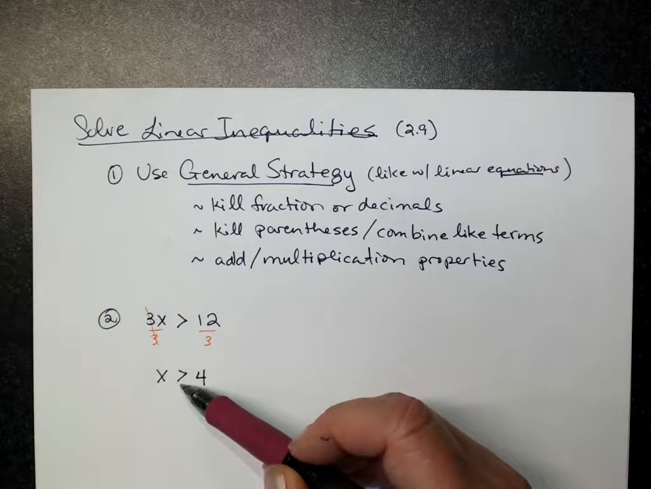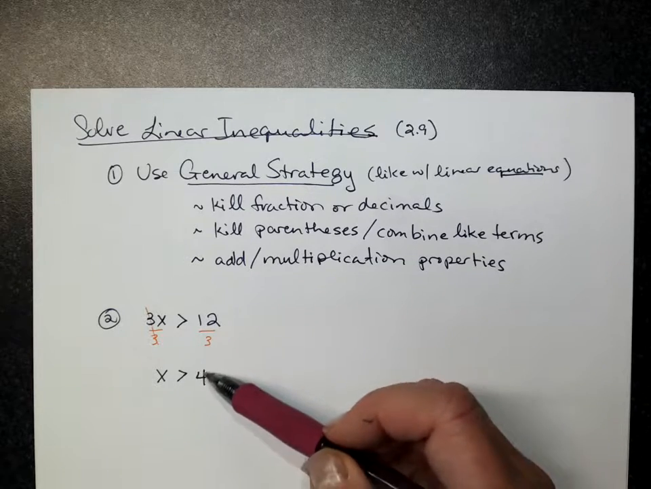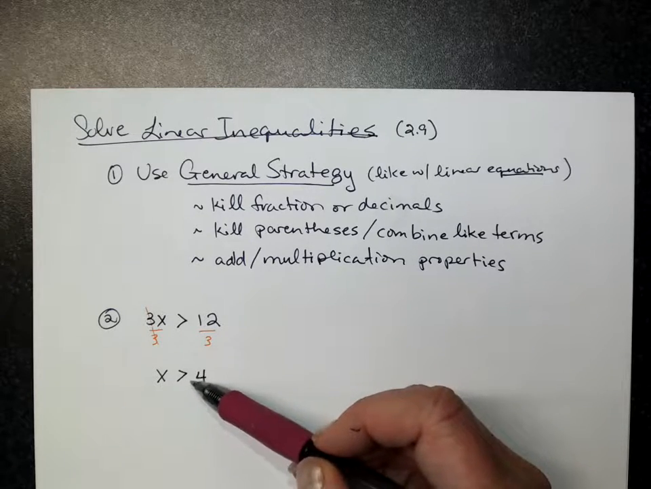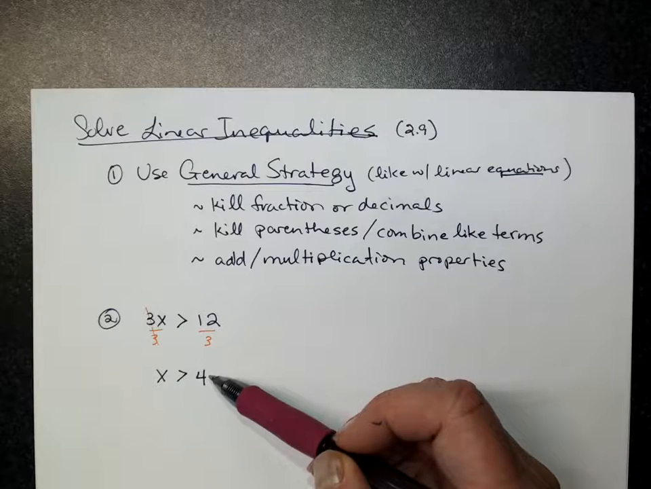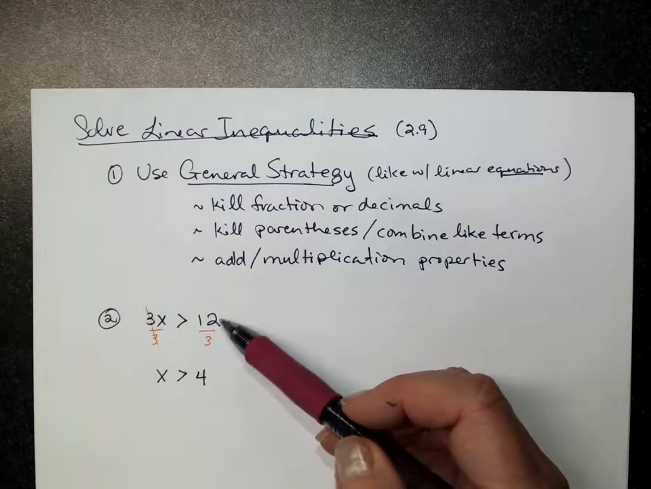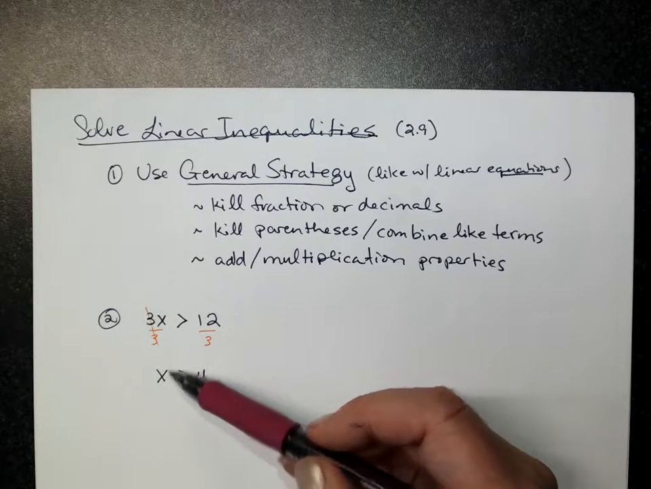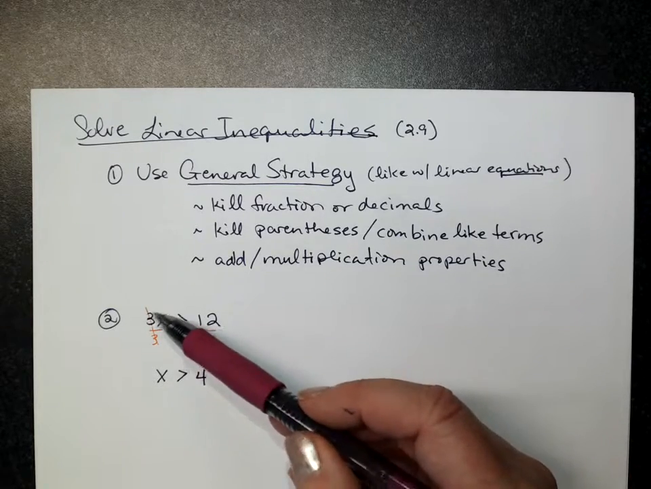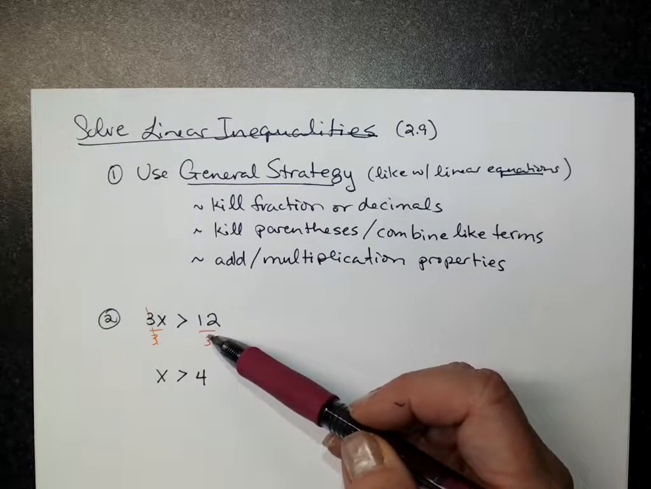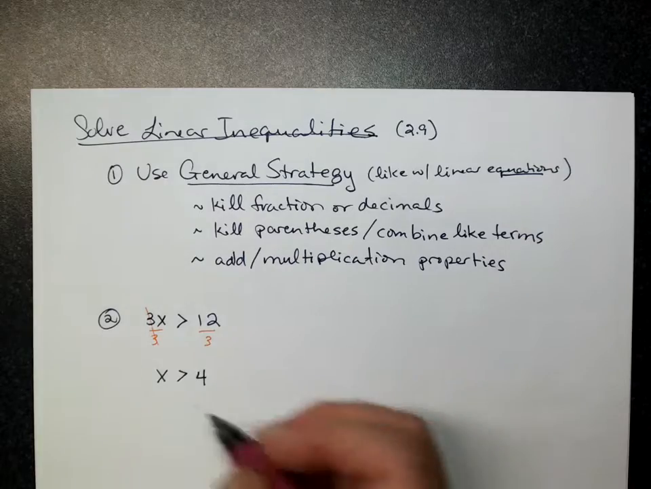All right, so yes, 4 of course doesn't work because it's a greater than. If we have 5, for example, that's greater than 4. 3 times 5 is 15, greater than 12. Check. If we use X as 0, which is less than 4, we have 0 greater than 12, which is false. So you start to see anything greater than 4 is true. This is a good solution.